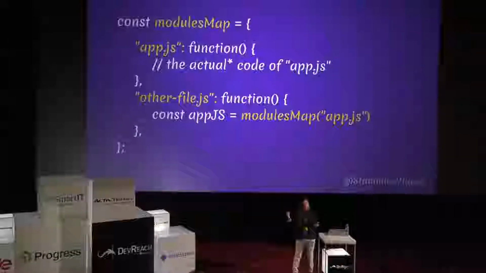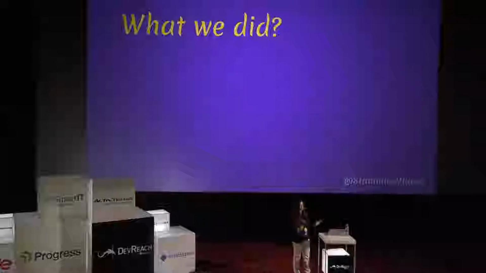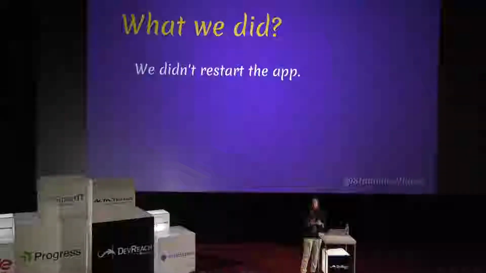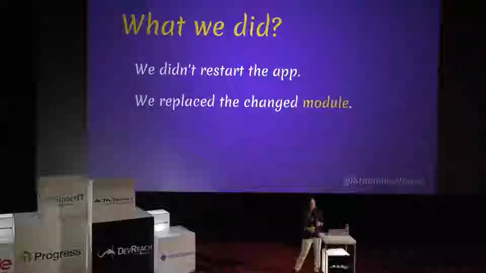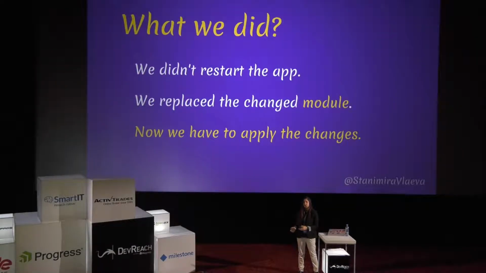What happens here? That was our map. Webpack replaces the code of app.js with a new code. And the module that was depending on app.js now points to the new code. This is cool, right? So what we did so far, we didn't restart the app. We had a single JavaScript object, and we replaced some stuff inside it. Yeah, we replaced the module. But what we didn't do is to actually apply the changes to our application. We replaced the code, but no one was notified of that.